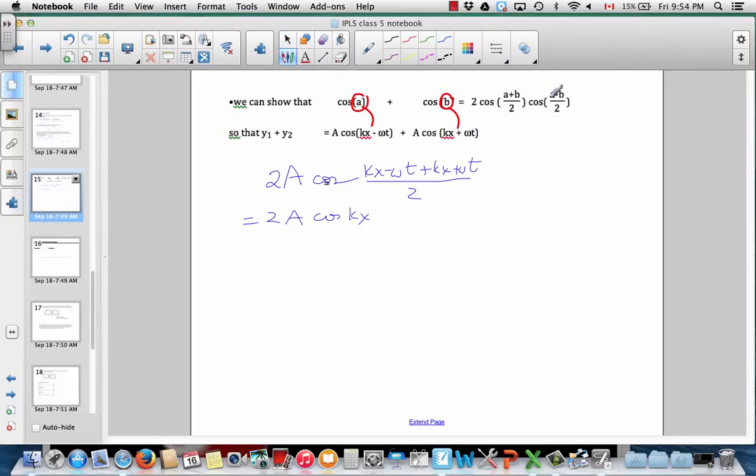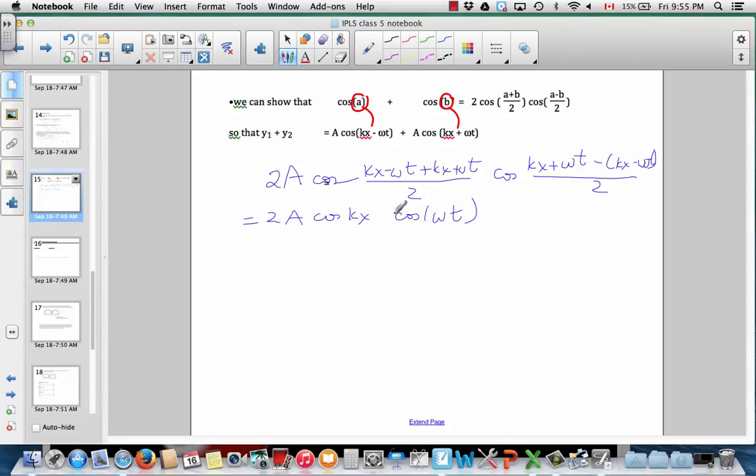So this is the cosine of the difference, so we're going to subtract these two now. Cosine of kx plus omega t minus kx minus omega t, all over 2. kx minus kx disappears. Omega t plus omega t is twice omega t. Then you divide by 2, so you just get cosine of omega t. So this is what we get when we add those two waves together.